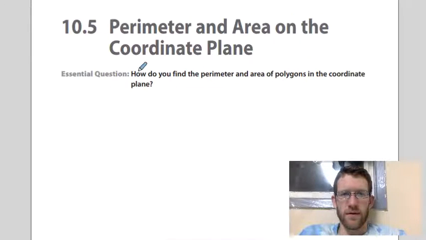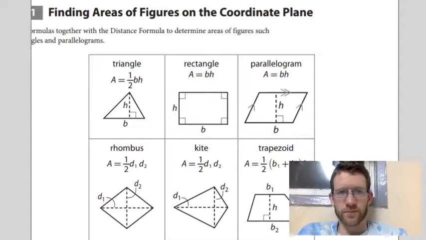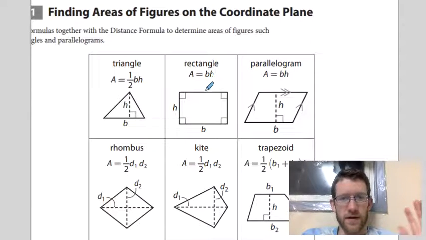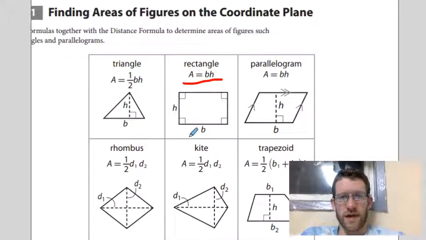Today we're doing 10.5, perimeter and area on the coordinate plane. There's a whole bunch of formulas here. We don't necessarily have to memorize all these. You can if you want. I highly encourage it. It'll help you out and pay dividends down the road. But most all of these can just be derived from the simple rectangle area.